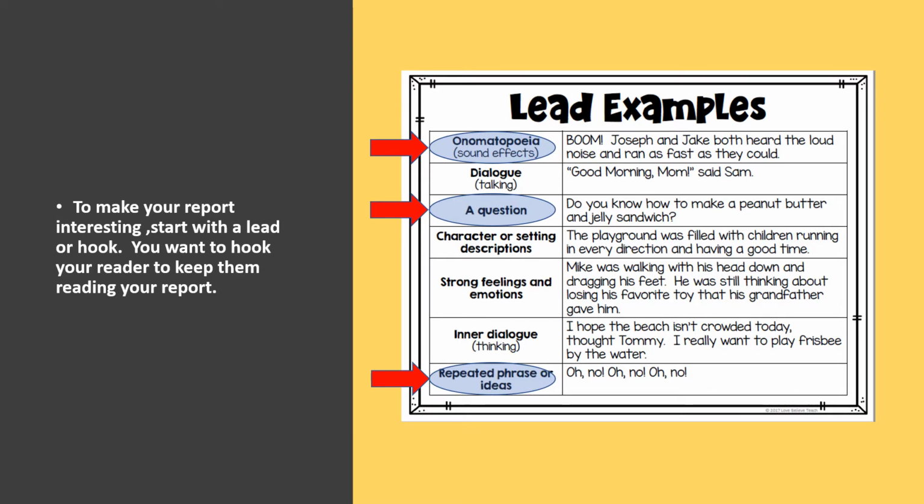So these are three examples of how you can use leads to help your report sound interesting, especially when you're trying to give a presentation. When you're just sitting there or standing there reading information from a page, it can be a little bit boring to the reader. But if you're giving them some of these leads or hooks, it may capture their attention and it will make them want to listen and read more of your report. So remember, onomatopoeia, a question, or a repeated phrase or idea. These are examples of how you can lead or hook your reader into wanting to hear more.